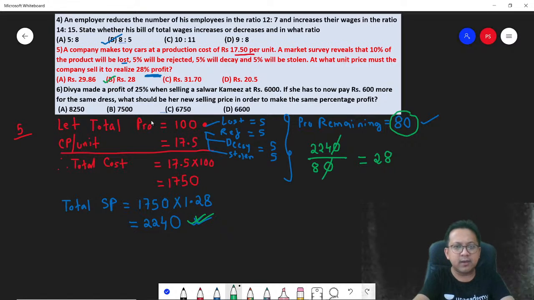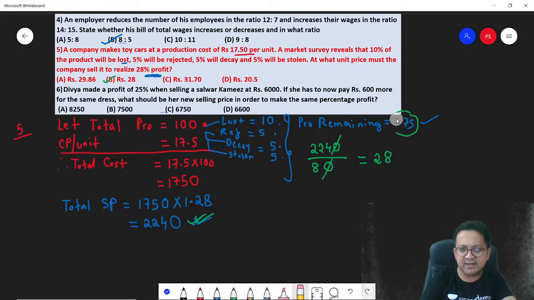Any doubt in this? Okay. Just one small calculation error. Number of products lost is 10%. So basically this is 10. Remaining are 5 each. So products remaining are 100 minus these numbers. Lost 10, rejected 5, decayed 5, stolen 5, so total 25 are gone. So number of products remaining are basically 75. It's not 80, it's 75. I just wrote that 80.